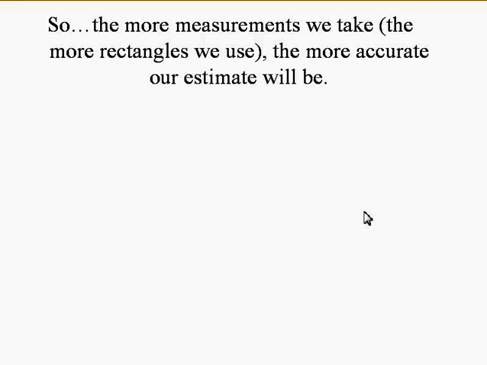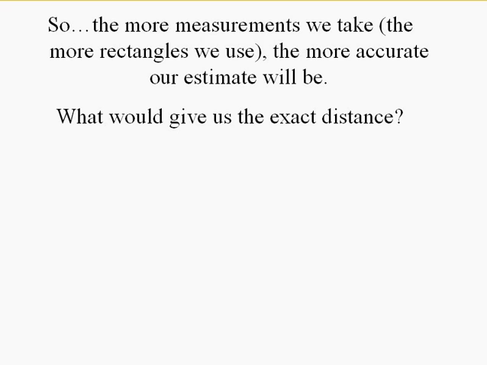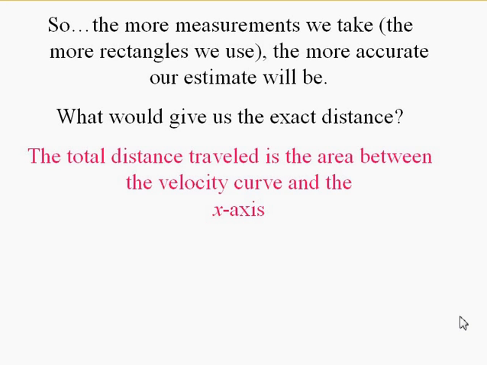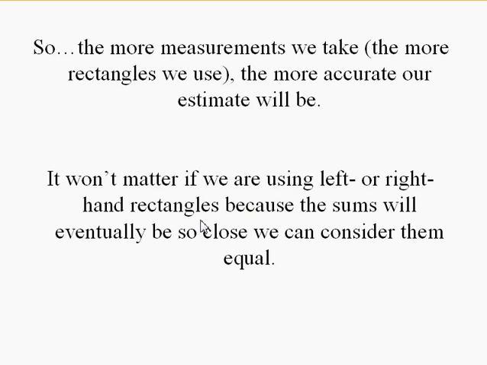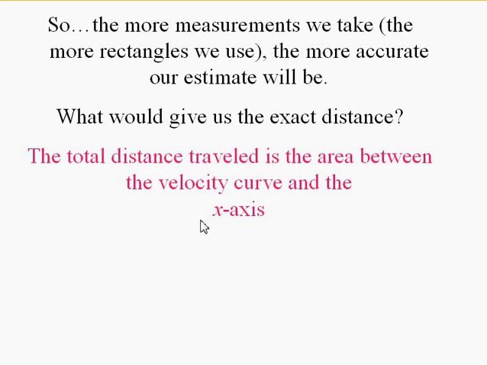So if it's the case, the more rectangles we use, the more accurate we're going to be. What if we wanted to get the exact distance traveled? Well, think about what happened if we had an infinite amount of rectangles. We'd get exactly the area between the velocity curve and the x-axis. So that's going to be our goal, is to get that area underneath the curve and above the x-axis as exact as possible.